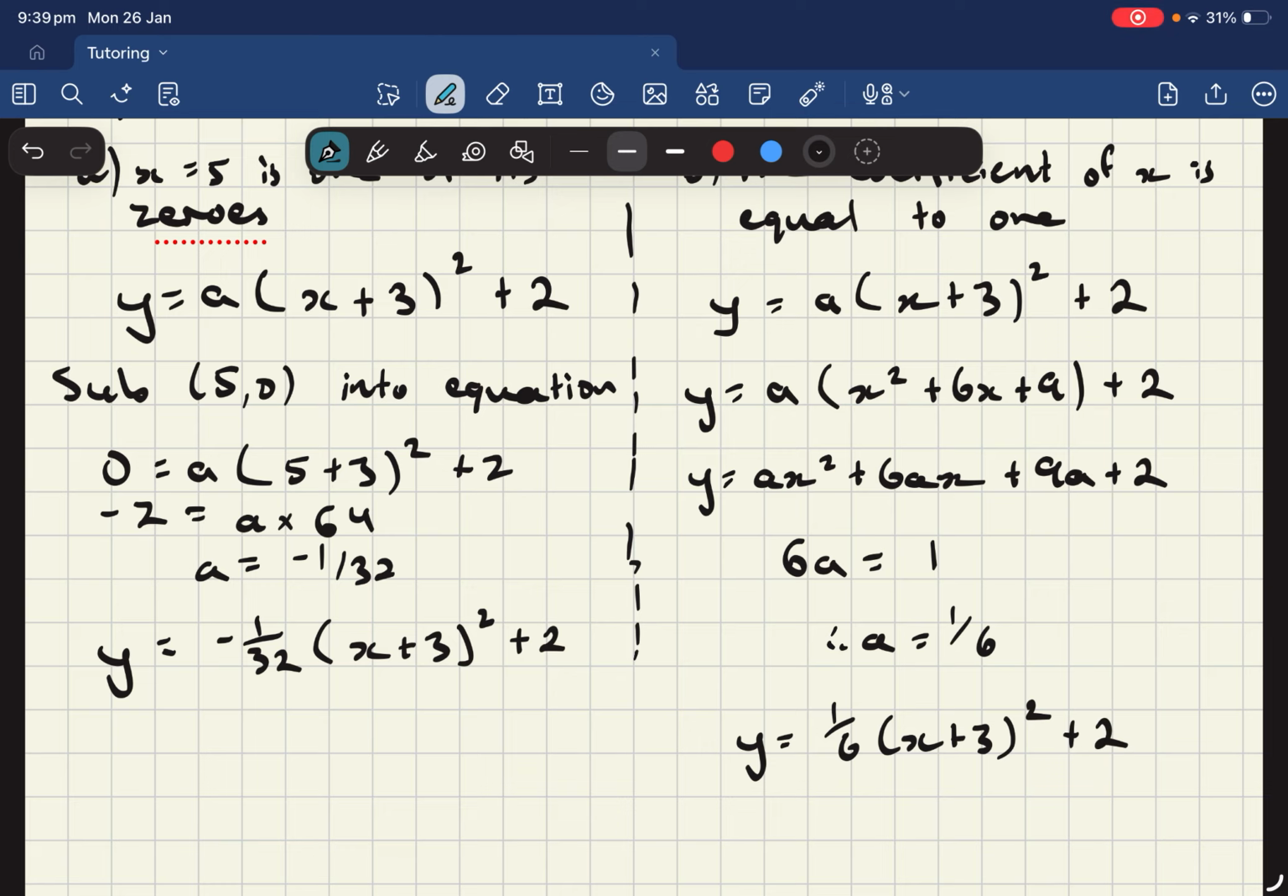So this is how we can apply everything that we've been doing to some harder style questions, as well as for graphing these quadratic functions.